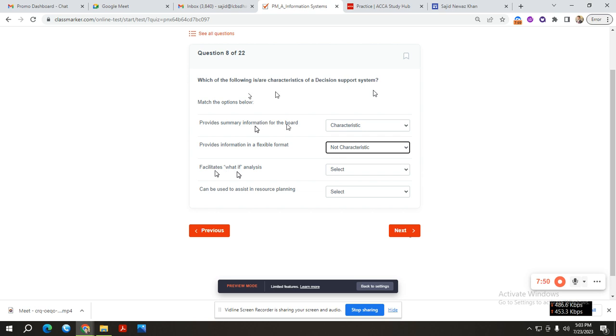Facilitates what if analysis. This is a characteristic of decision support system. Can be used to assist in resource planning. It helps in making decisions, but necessarily to plan resources I will need to use something else. So it does not necessarily help me in resource planning. So this definitely is not a characteristic.